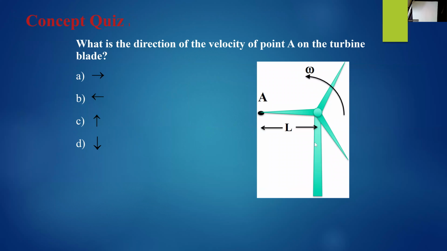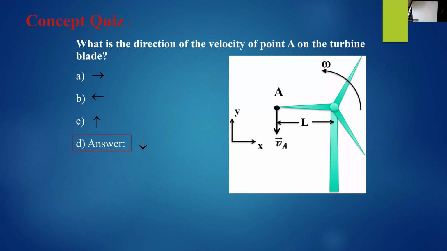On this question, it asks you, what is the direction of the velocity of point A on the turbine blade? Intuitively, we know that it's going to go around, so the tip of the blade is going to be going down. So the answer is D. But if we wanted to look at it graphically or using the vectors, which is more important to understand because this is a simple example, we look at this.